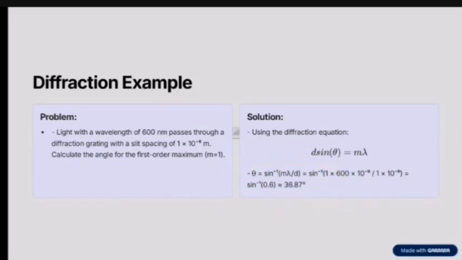So the key takeaway is understanding the concept of diffraction and being able to differentiate diffraction and interference. Once you're able to differentiate these two, I think you are good to go.